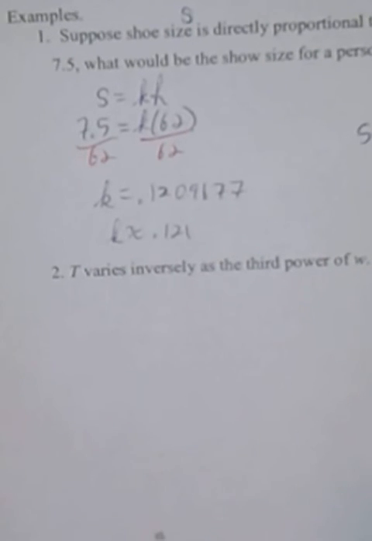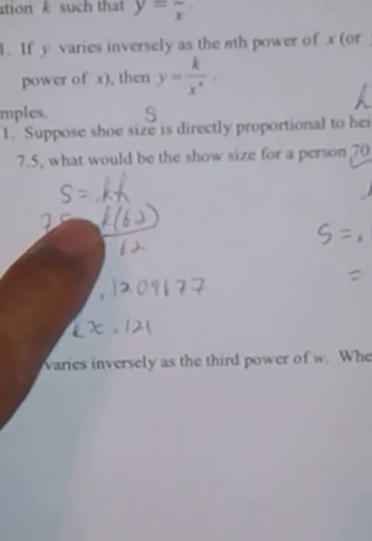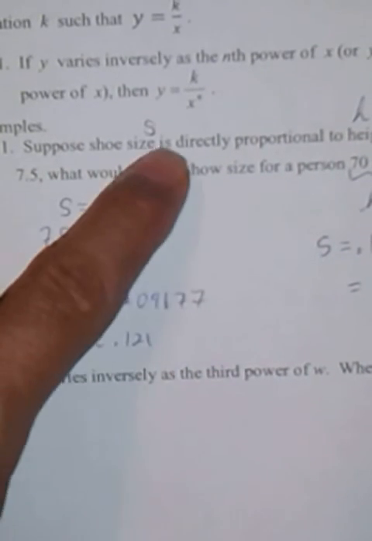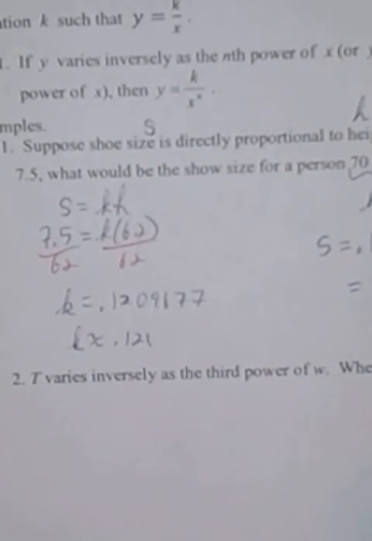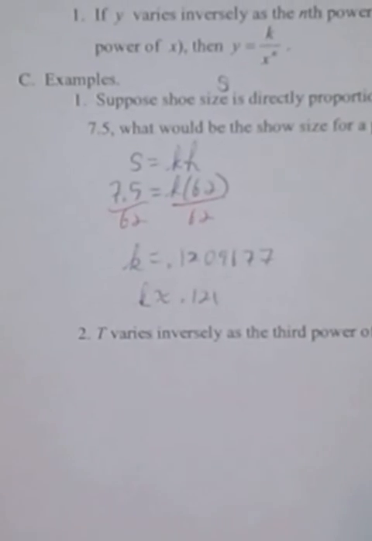And we will leave example number 2, t varies inversely, right? Remember, inversely as the third power of w. And what happens to the power, right? Okay, so we'll do that one in class. All right, and this is it for section 4.7.